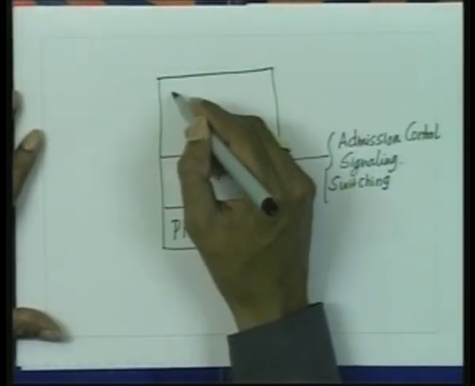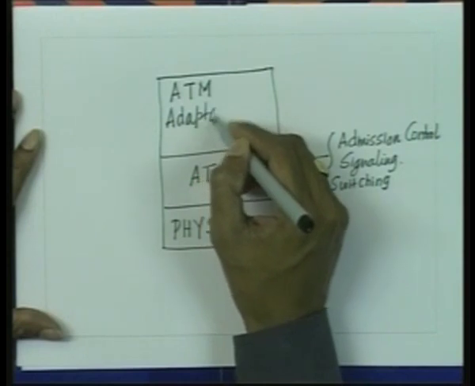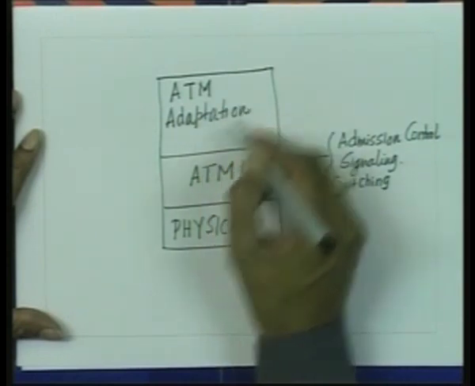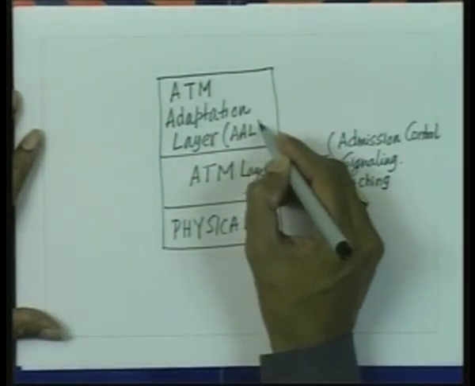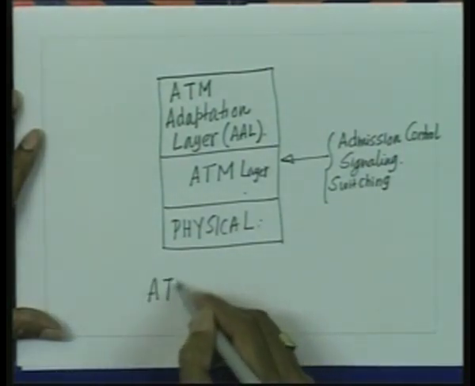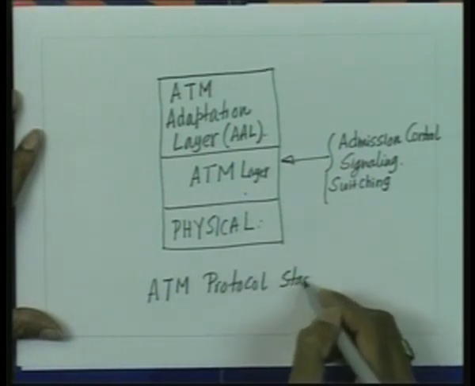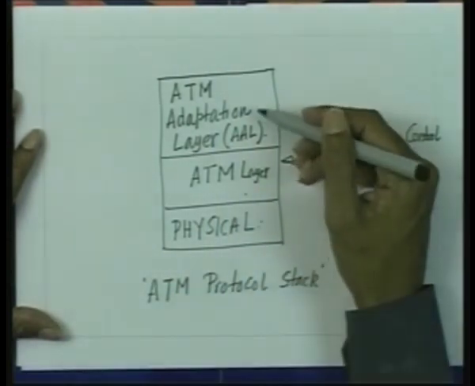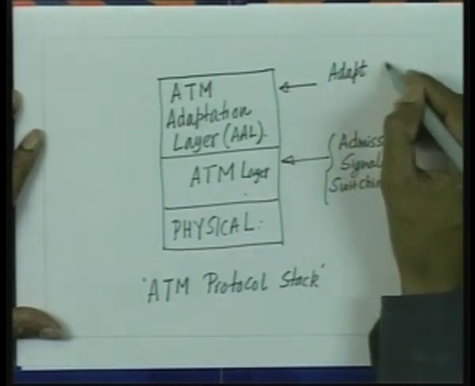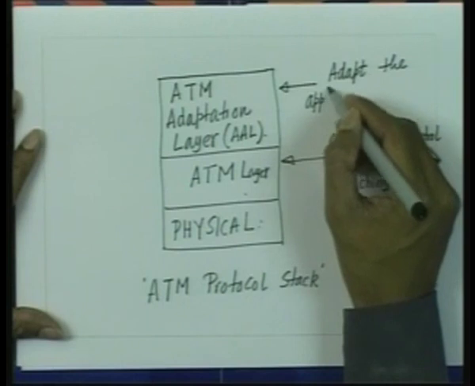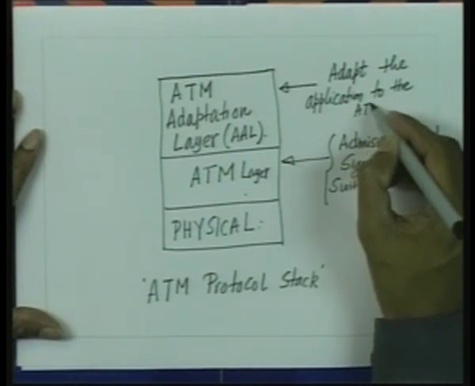Then there is another layer which is called the ATM adaptation layer, or AAL. So this is our ATM protocol stack. Now the function of the adaptation layer is really to adapt the applications to the ATM.